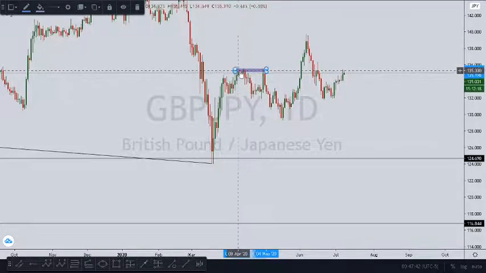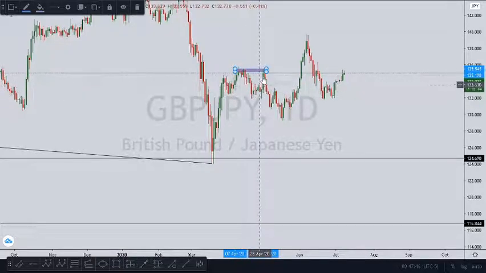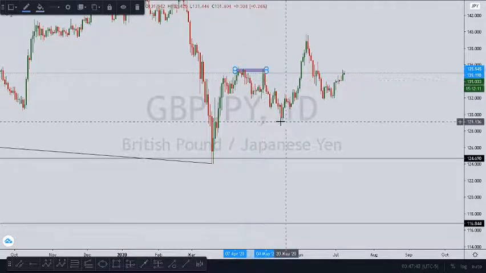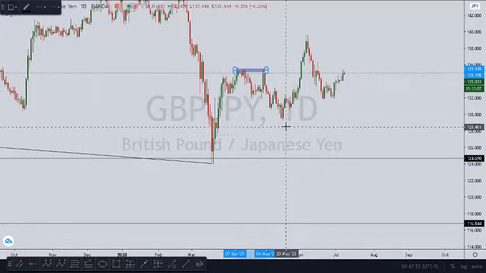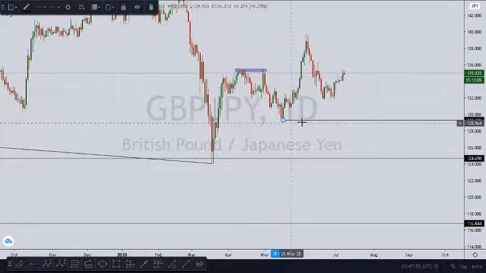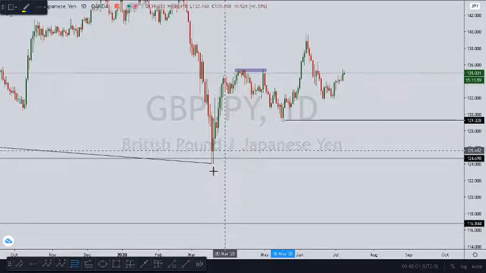And as you can see, it formed the resistance level here, or the supply zone, found support, retested, and then rejected, formed this new low. We're going to mark that low. But you might be asking, why did price reject this level? If we were to use the fib tool, we will see why.